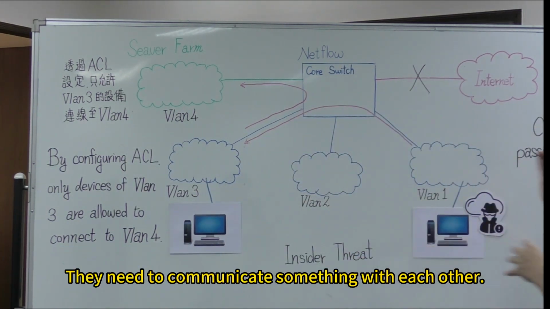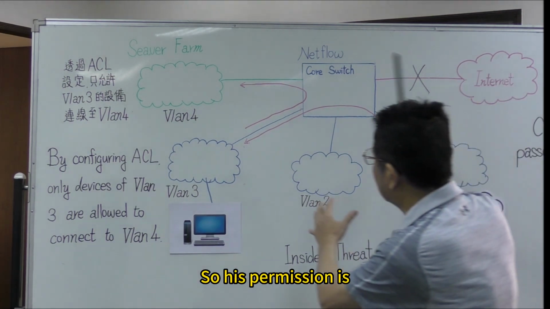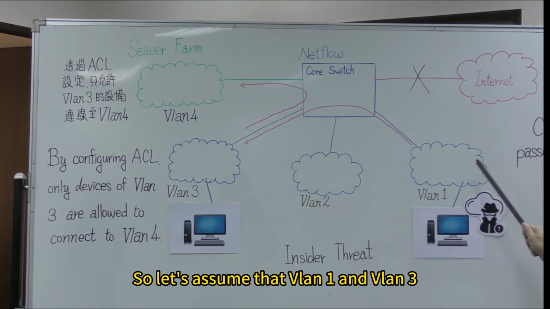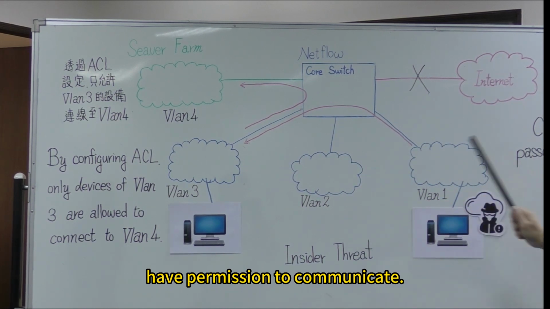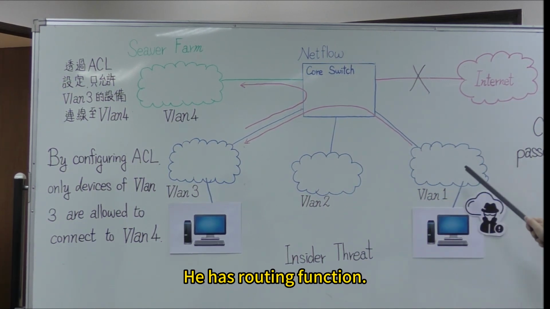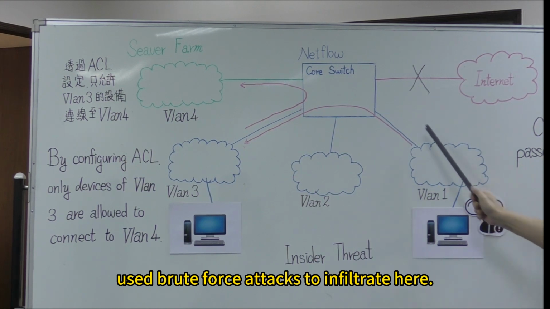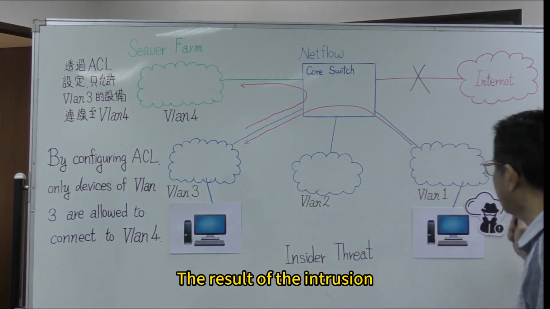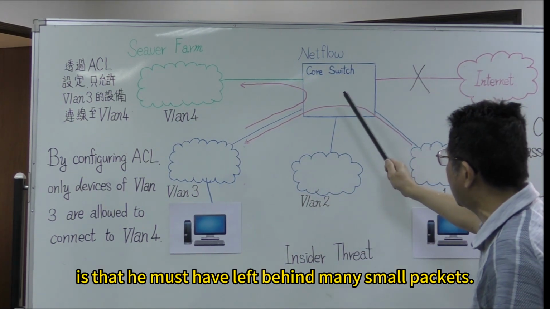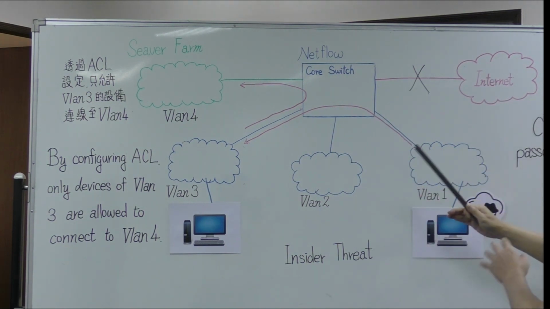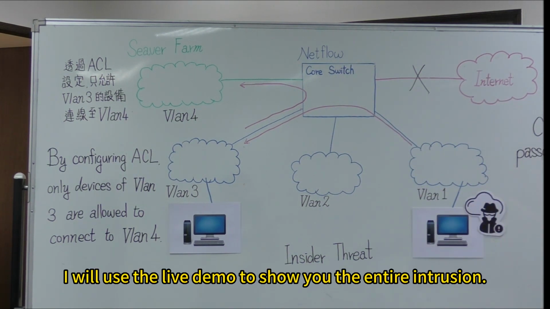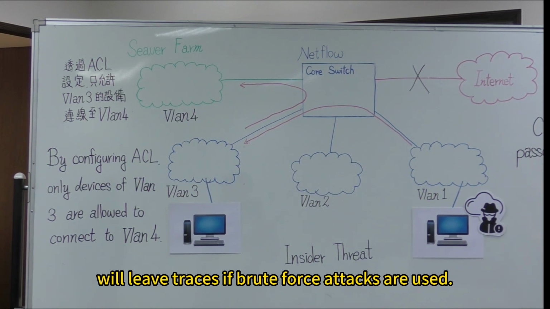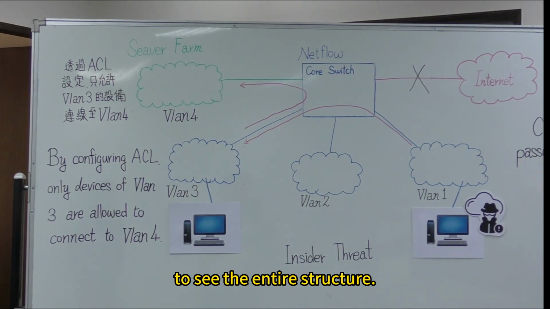They need to communicate something with each other. So his permission is if he comes here. So let's assume that VLAN 1 and VLAN 3 have permission to communicate. He has routing function. So the hacker first used brute force attacks to infiltrate here. The result of the intrusion is that he must have left behind many small packets. I will use the live demo to show you the entire intrusion. The intrusion will leave traces if brute force attacks are used. We can use these trace packets to see the entire structure.